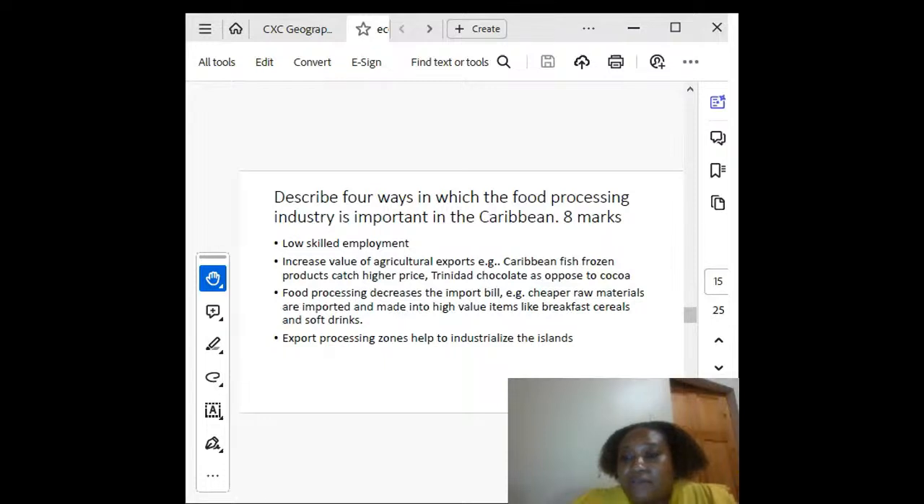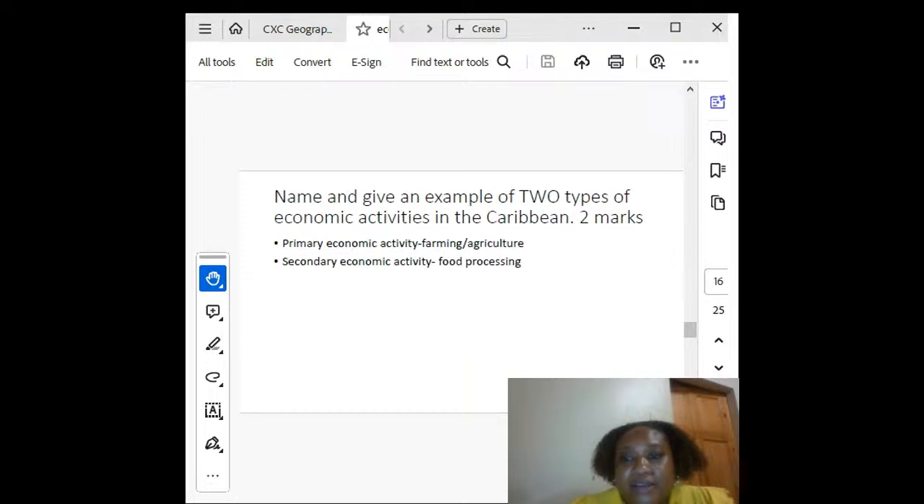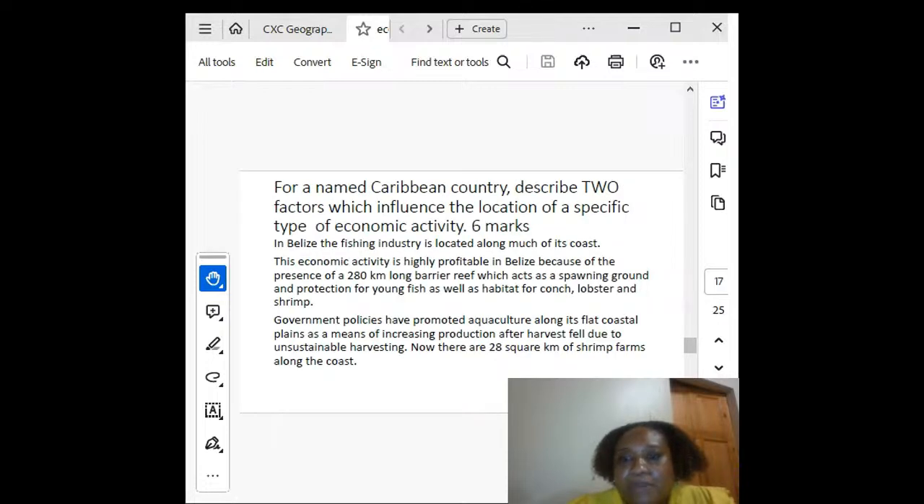So you will have now, when you talk about less imports, if you are producing your own food, and if you are exporting, you are now getting revenue, right? Food processing decreases the import bill, so we don't have to import as much, and it helps to create export processing zones that help industrialize the islands. So that's a repeated question. These are repeated questions again.